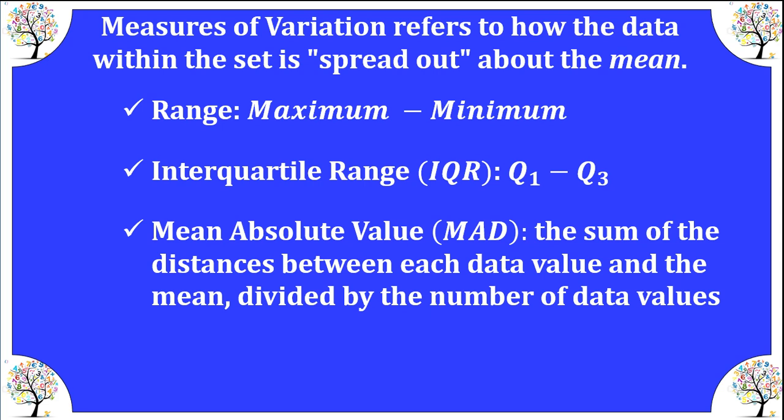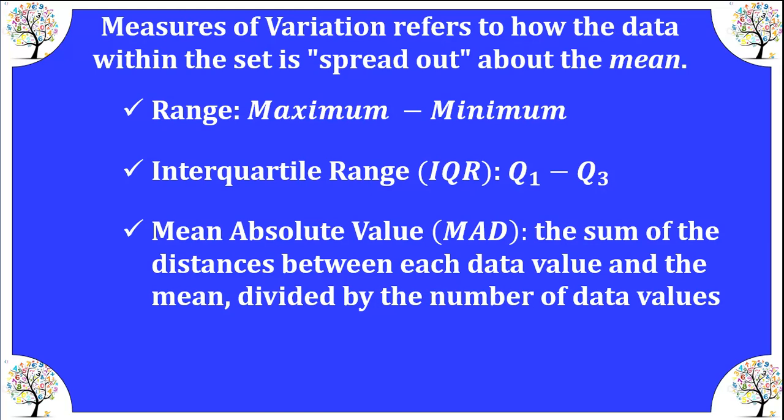In this part of the lesson, we're going to focus on measures of variation, which just refers to how spread out the data is about the mean. And remember, mean is one of our central tendency measures, the center part of our data. Now we're going to see how consistent our data is. Is it spread out all over the place, or is it clustered close together and more consistent?